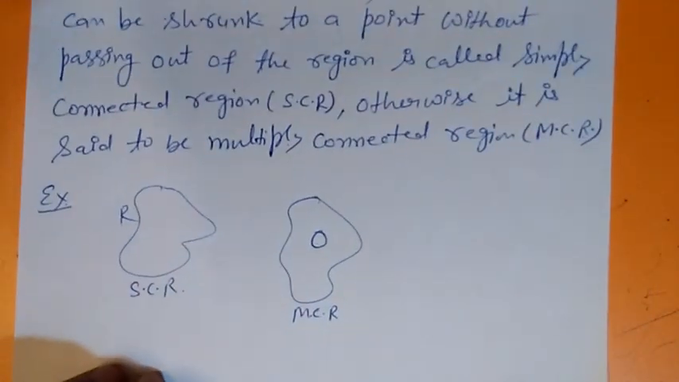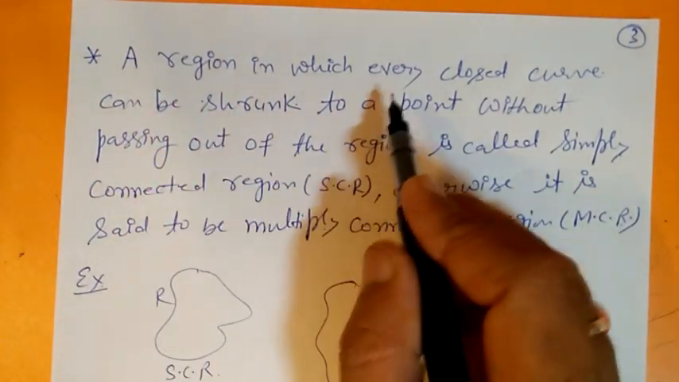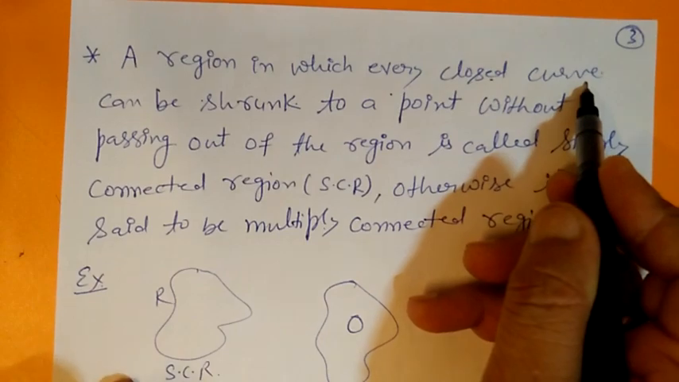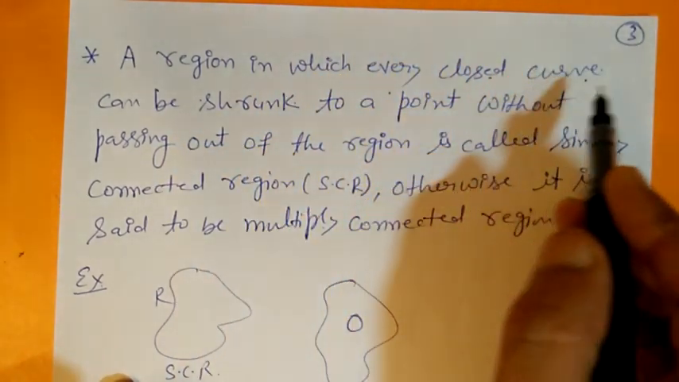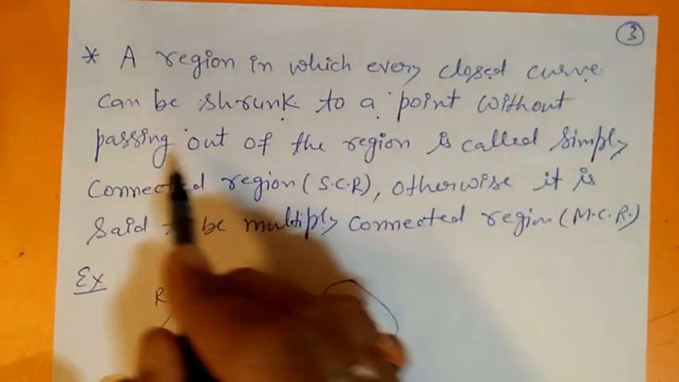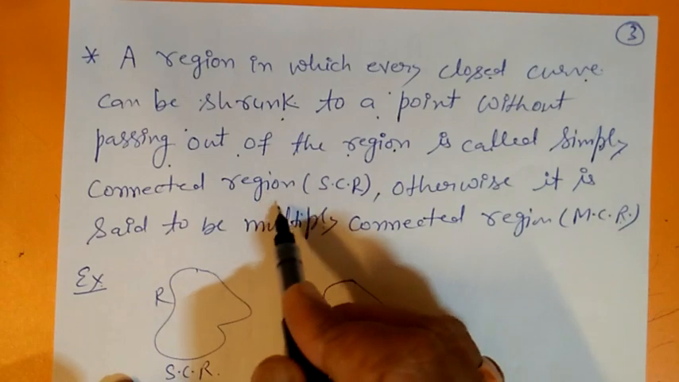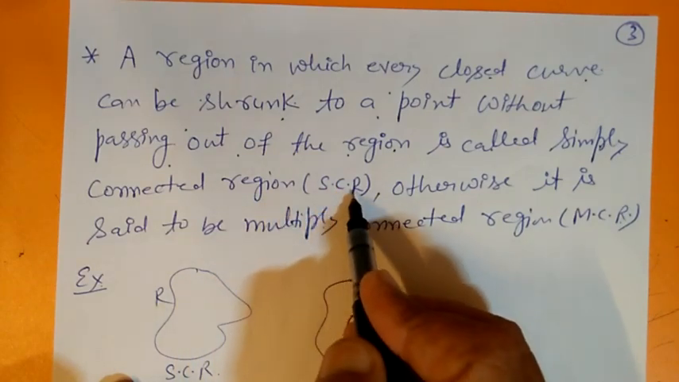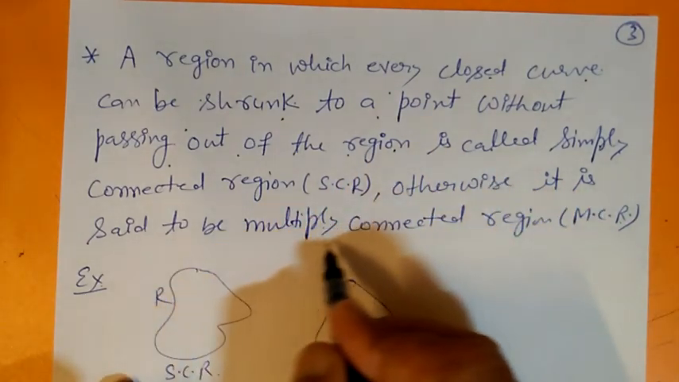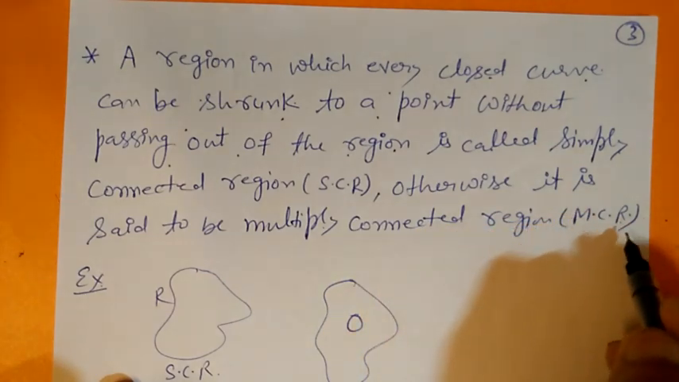Now the next point: a region in which every closed curve can be shrunk to a point without passing out of the region is called a simply connected region, which is denoted by SCR. Otherwise it is said to be a multiply connected region, which is denoted by MCR.